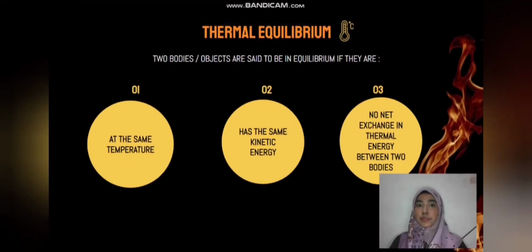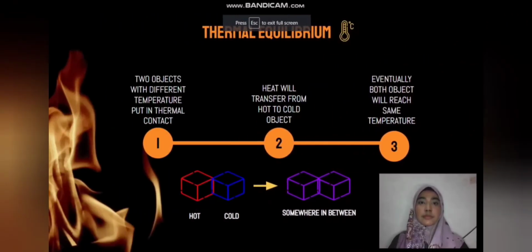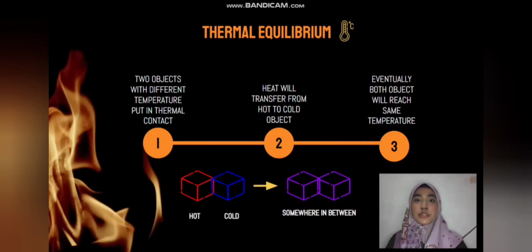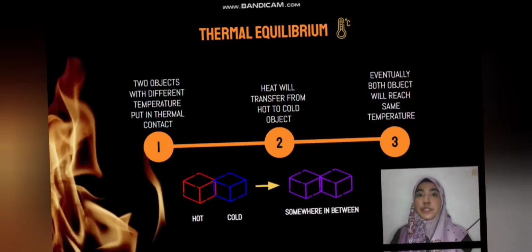Thermal equilibrium. Two bodies or objects are said to be in equilibrium if, first, they are at the same temperature, second, they have the same kinetic energy, and third, there is no net exchange in thermal energy between the two bodies. The steps of thermal equilibrium: when two objects with different temperatures are put in thermal contact, the heat will transfer from the hot to the cold object. Eventually, both objects will reach the same temperature, somewhere in between.